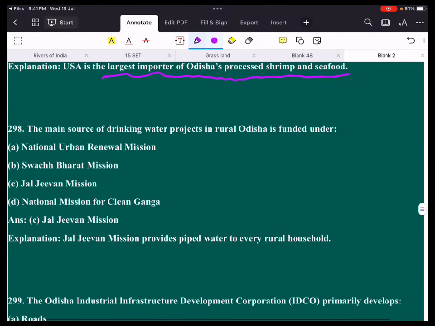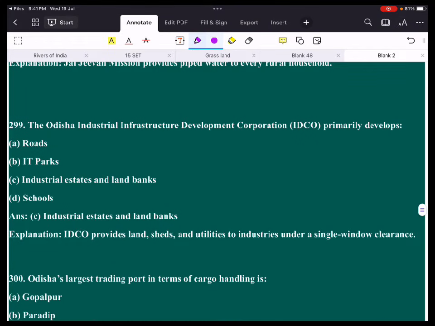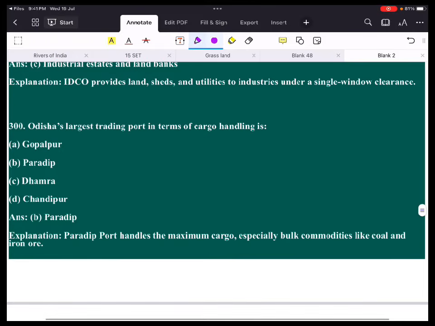The main source of drinking water projects in rural Odisha is funded under Jal Jeevan Mission, option C. The Odisha Industrial Infrastructure Development Corporation primarily develops industrial estates and land banks, option C. Odisha's largest trading port in terms of cargo handling is option B, Paradip Port.